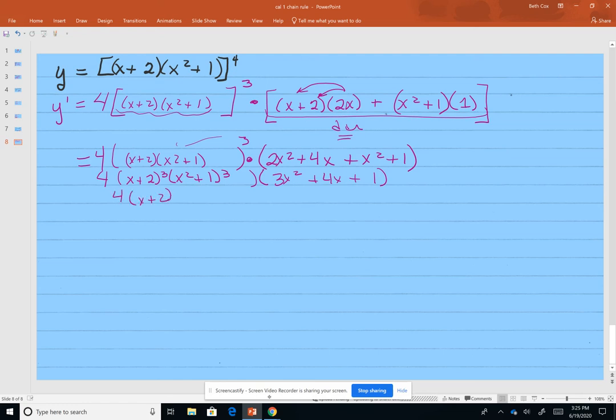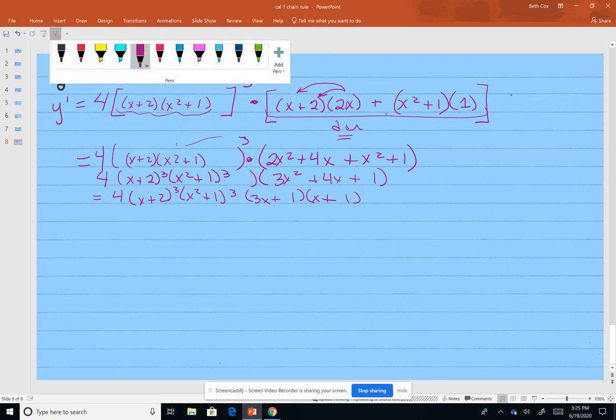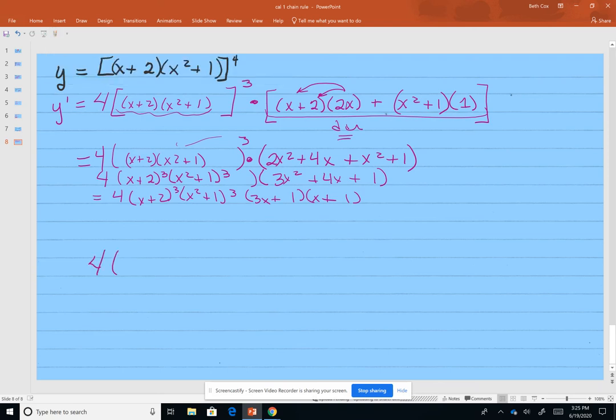in factored form. Oh, factored form. Yeah, I got to factor this guy. It's 3x plus 1 and x plus 1. And that, my friend, is the final answer. I'm going to write it big so you can see it. 4x plus 2 to the third, x squared plus 1 to the third, 3x plus 1, x plus 1, factored here.